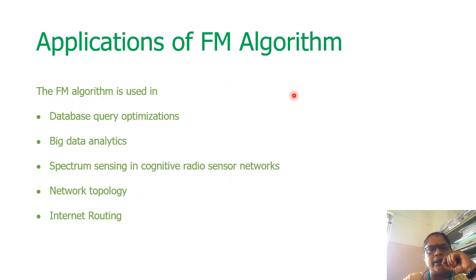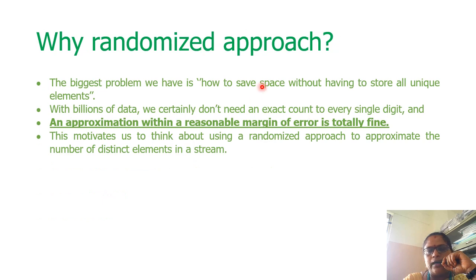What are the applications of the FM algorithm? It can be used in database query optimization, big data analytics, spectrum sensing and cognitive radio sensor networks, network topology, and internet routing. The next algorithm is going to be the randomized algorithm.